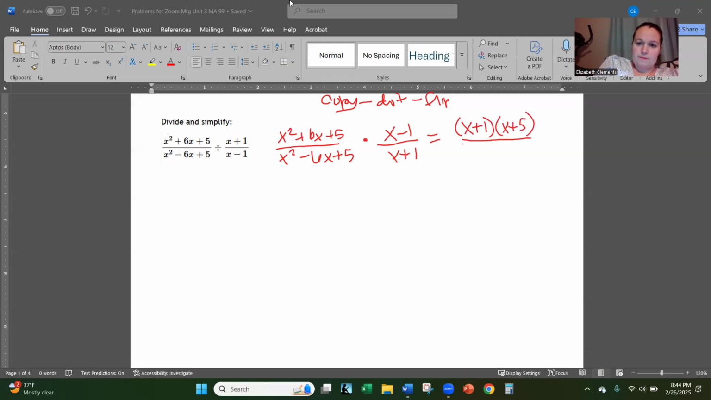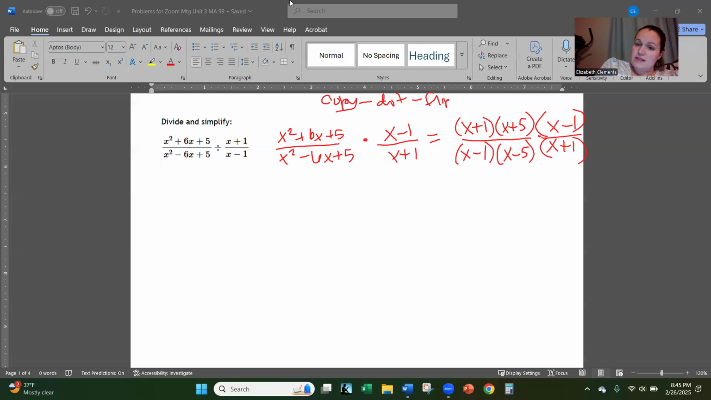The bottom factors to be x minus 1, x minus 5. And then we still have times x minus 1 over x plus 1. Now, just like previously, we're trying to find things that equal 1, but we can't cross off anything that is attached with an addition or subtraction. So only things that are being multiplied.